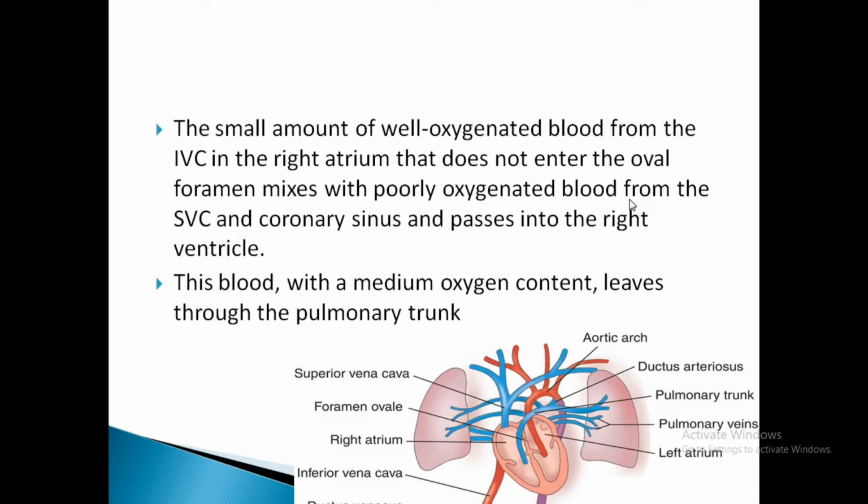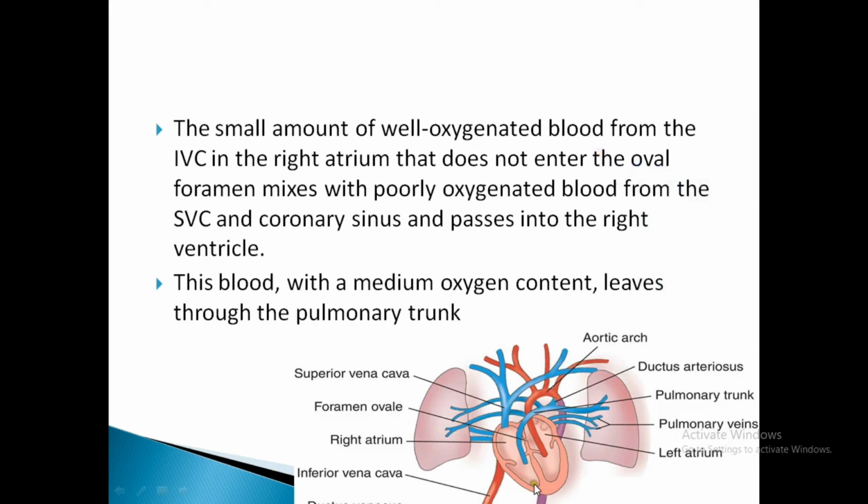Obviously, not all the blood from the right atrium will pass into the left atrium. So the remaining blood, the blood which has been left out in the right atrium, would then pass to the right ventricle, and this blood with a medium oxygen content leaves through the pulmonary trunk. Now you can see that this is the right ventricle, and the blood here would move through the pulmonary trunk.